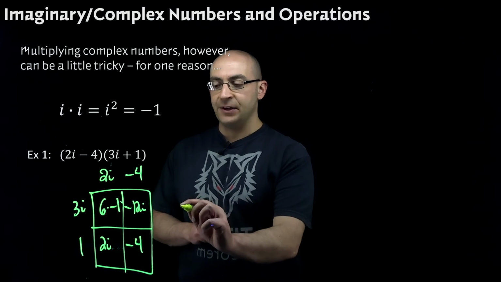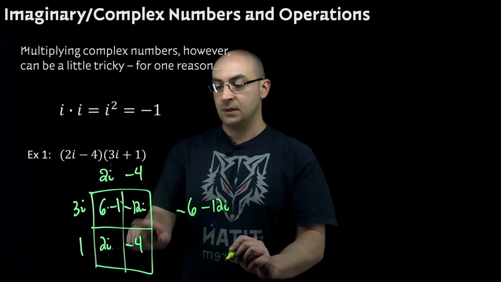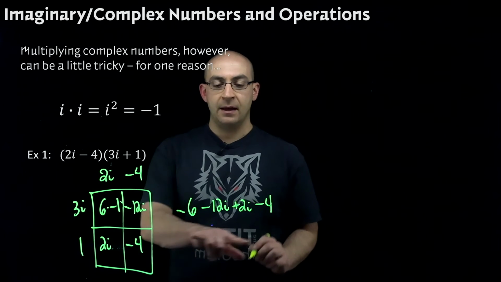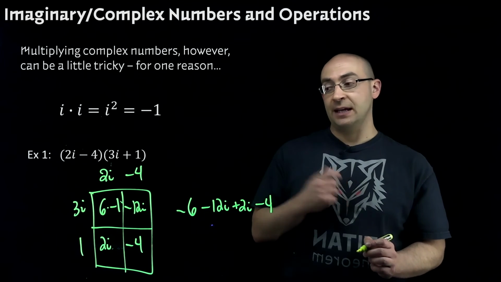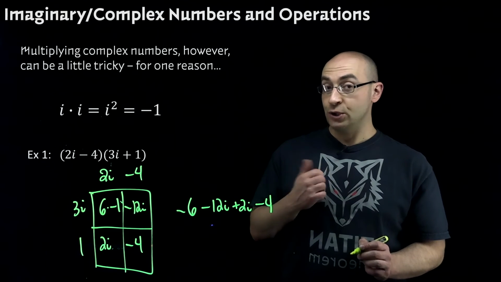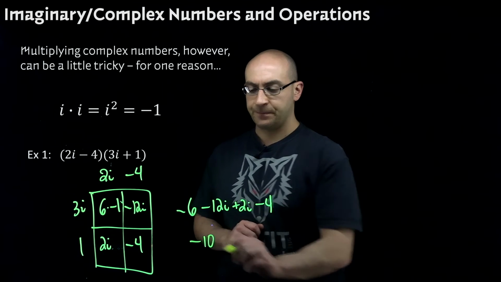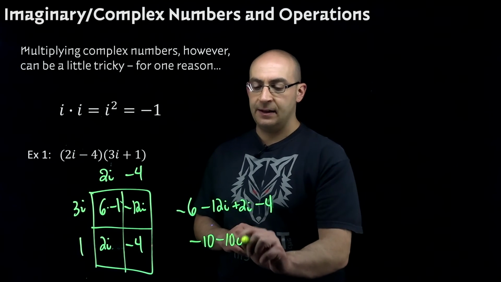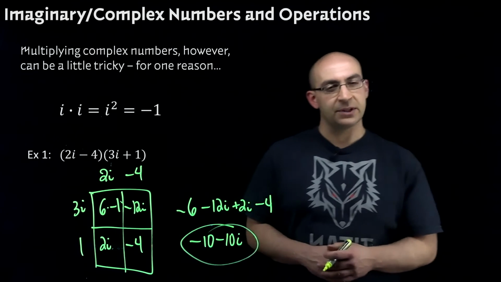Now I've got a value that is negative 6 minus 12i plus 2i minus 4. I'm going to combine like terms. I'm going to end up with only 2 terms in this expression once it's multiplied, which you should get. Negative 6 minus 4 is negative 10. Negative 12i plus 2i is negative 10i. It's in the form a plus or minus bi, and we're done there.